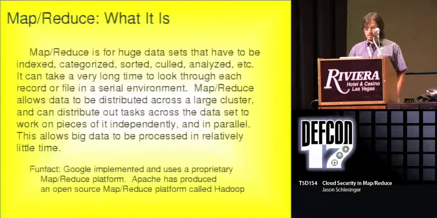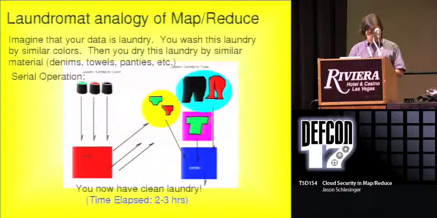Now, what MapReduce is: it's good for huge data sets that need to be indexed, categorized, sorted, culled, analyzed, and so forth. It allows data to be distributed across a large cluster, and then the jobs are distributed out to the data, and they can work independently and in parallel. Google implemented MapReduce back in 2004, and then Apache created an open source version of that.